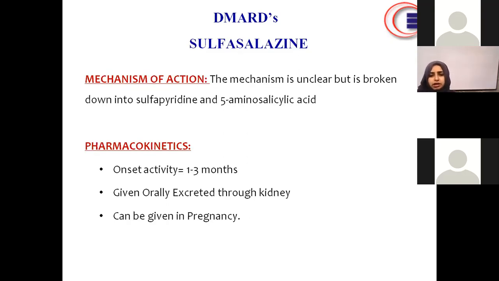Then there is sulfasalazine. Sulfasalazine again belongs to the sulfur group, and I think you should know this by now. If a compound has sulfur, it can lead to a hypersensitivity reaction. So if you want to prescribe sulfasalazine to a patient, how will you find out that the patient is not hypersensitive? If you give it and the patient suddenly develops Stevens-Johnson syndrome, how will you know beforehand?